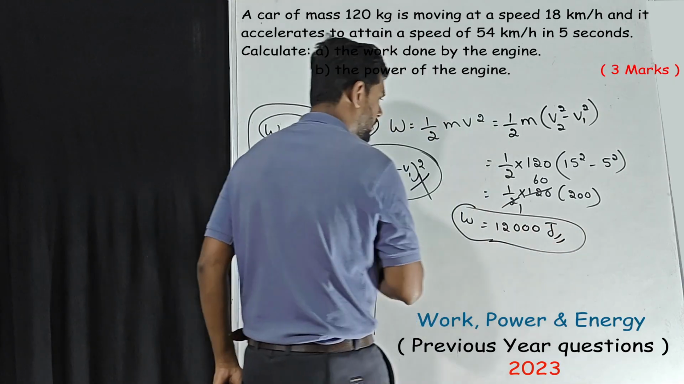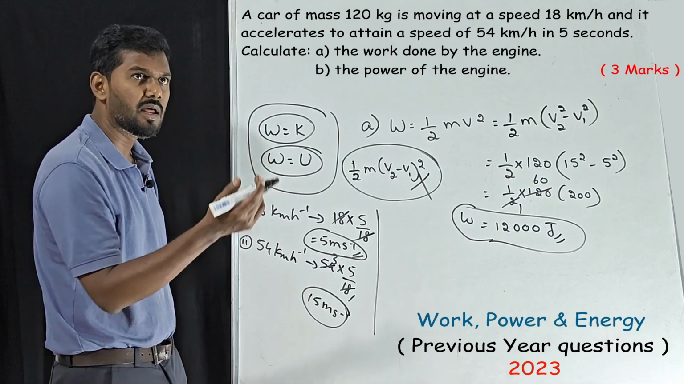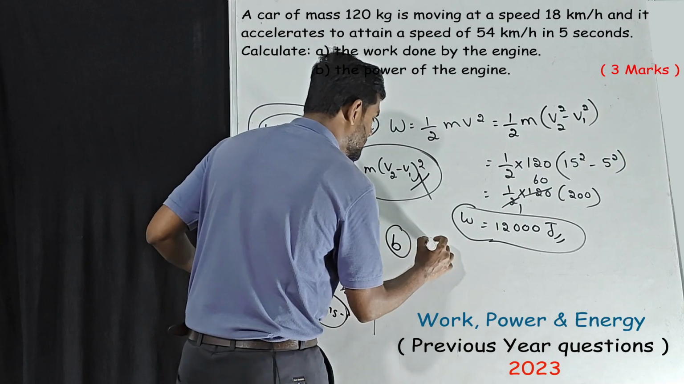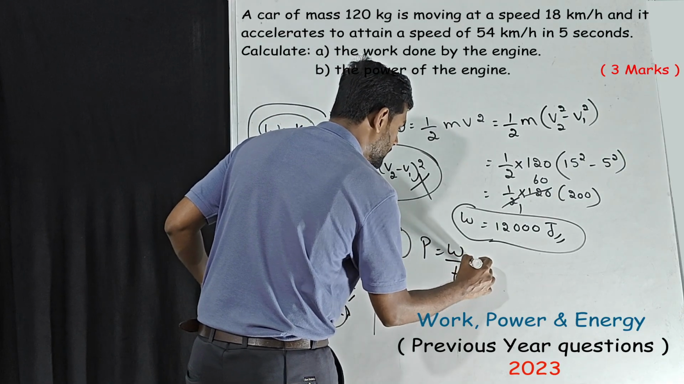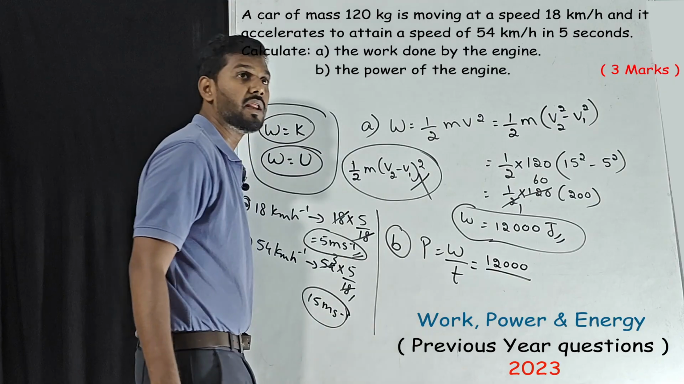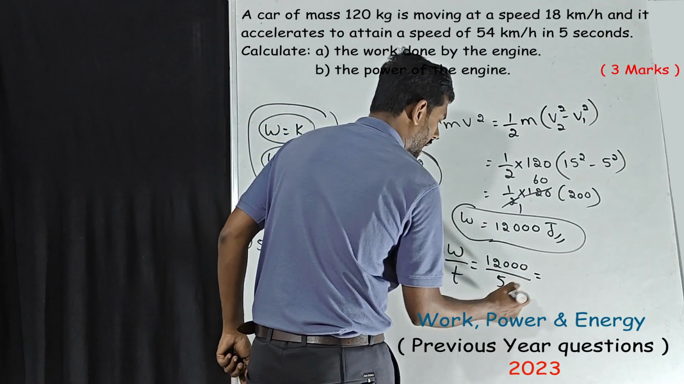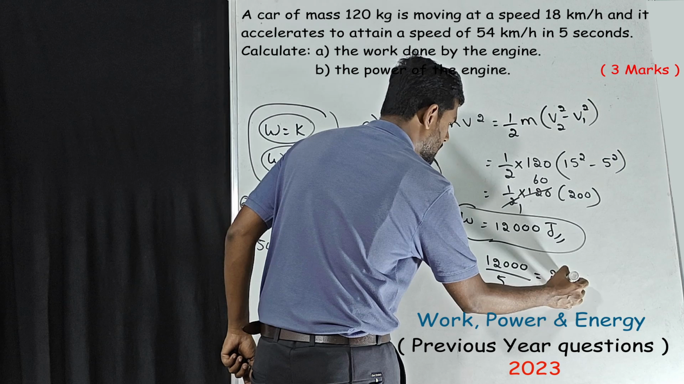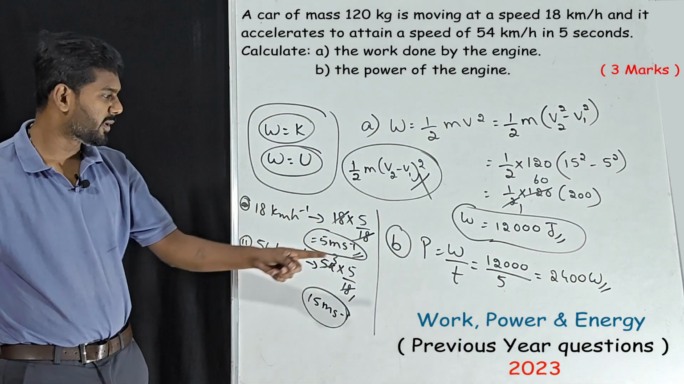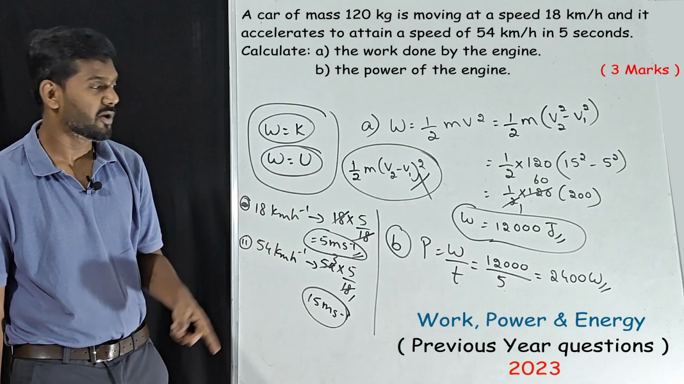So what we have done? We have found the value of work done. Once the work done is found, then go for power. Power is equal to work done by time. What is work done? 12,000. Then what is the time they have given? 5 seconds, right? The answer will be 2,400 watt. That's it. You need to be careful before substituting the values. It has to be in SI units, then only.